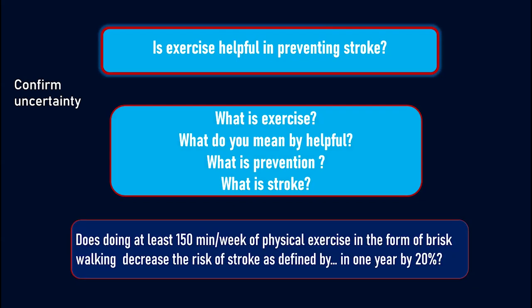Now I have developed this question like this. Does doing at least 150 minutes per week of physical exercise in the form of brisk walking decrease the risk of stroke as defined by MRS or NIH criteria in 1 year by 20%? Now every component has been operationalized. Now it is an answerable question.